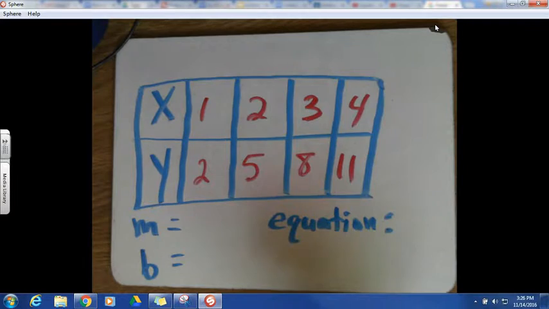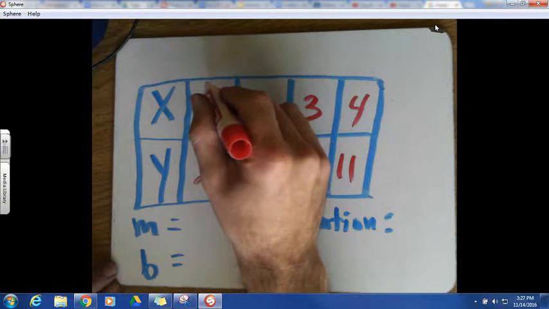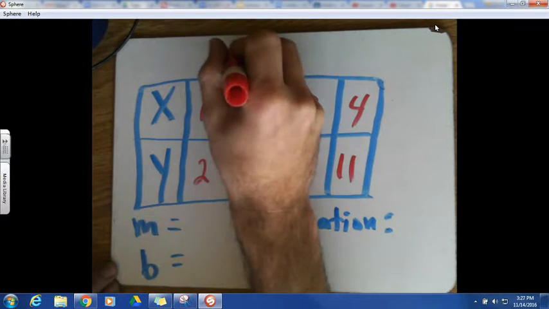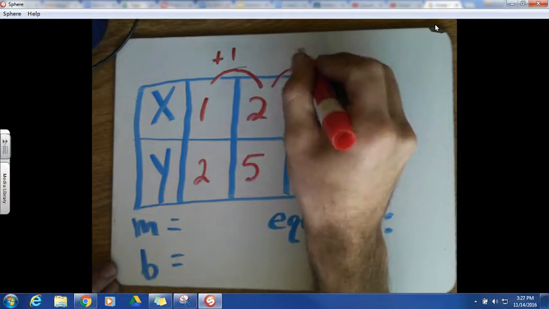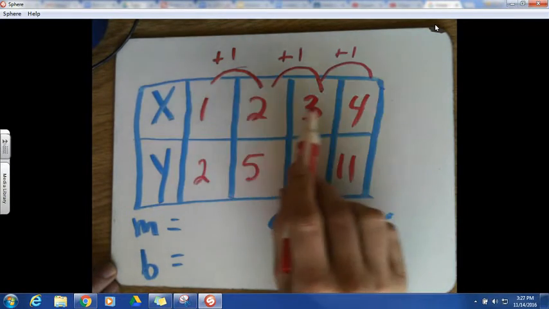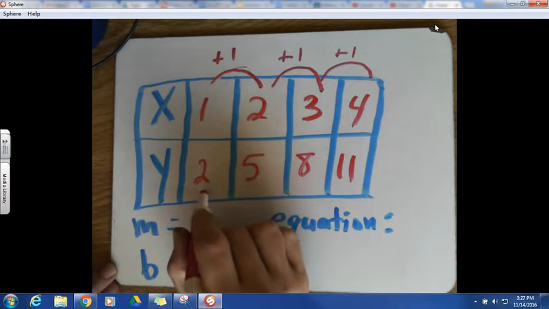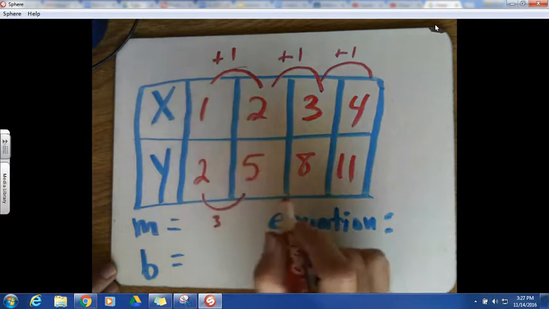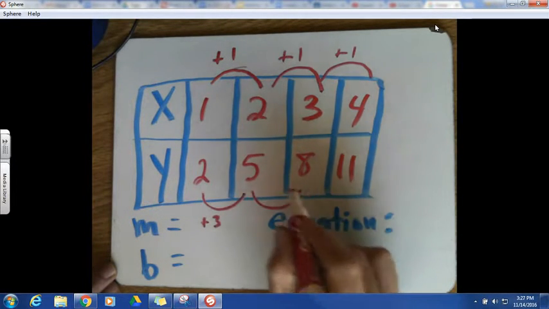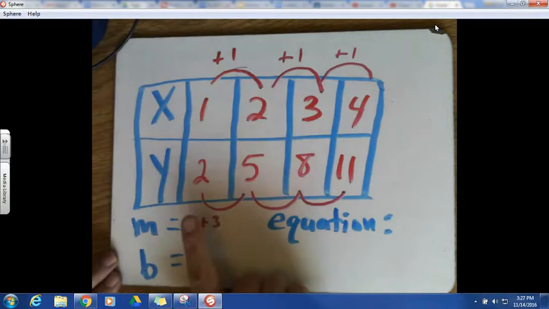The reason I know this is because we can see that there's a constant rate of change in both the x and the y. Right here we go 1 to 2, plus 1, 2 to 3, plus 1 again, 3 to 4, plus 1 again. So each time we're adding 1 on the x's. Meanwhile, we are adding 3 on the y's. We increase by 3 from 2 to 5, again from 5 to 8, and again from 8 to 11. Each time we're adding 3.